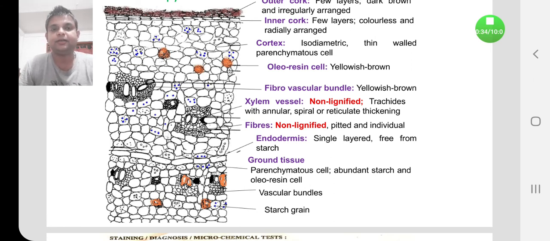So after endodermis, the cellular layer is known as the ground tissue. The ground tissue consists of parenchymatous cells, where abundant starch grains are present along with the oleoresin cells. The vascular bundle and starch grains are also found in the ground tissue. So briefly, these are the microscopical characters generally observed in ginger rhizome.